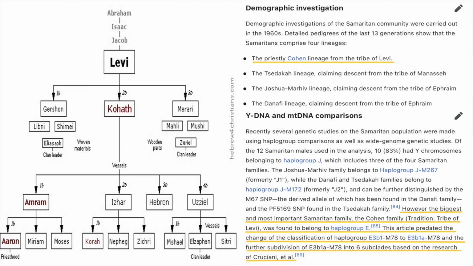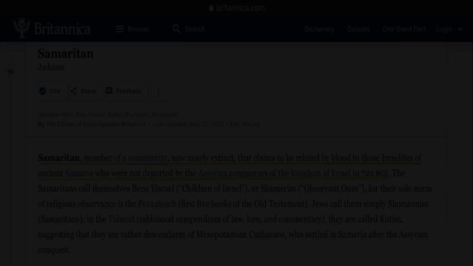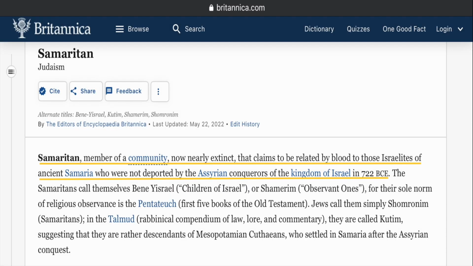This article predated the change to the classification of Haplogroup E3b1-M78 to E3b1a-M78, and the further subdivision of E3b1a-M78 into 6 subclades based on research of Cruciani et al. According to Britannica, Samaritan member, a community now nearly extinct that claims to be related by blood to those Israelites of ancient Samaria who were not deported by the Assyrian conquerors of the Kingdom of Israel in 722 BCE.